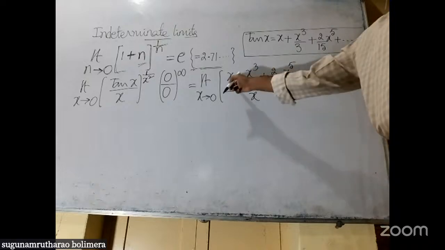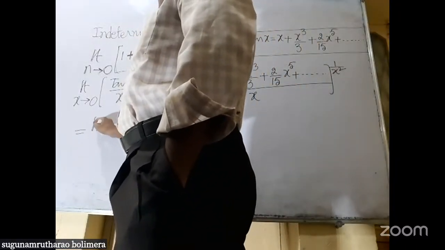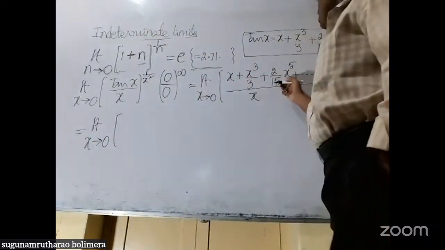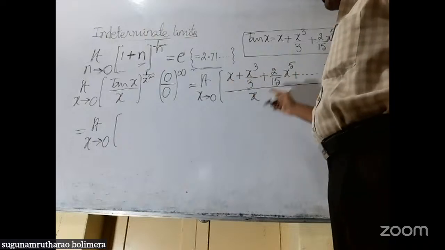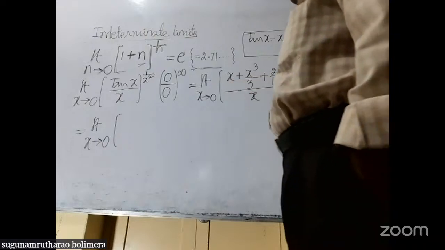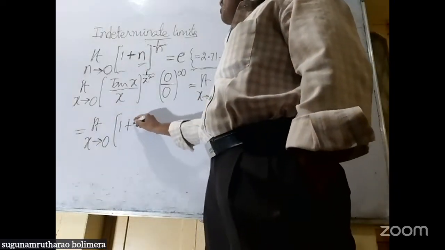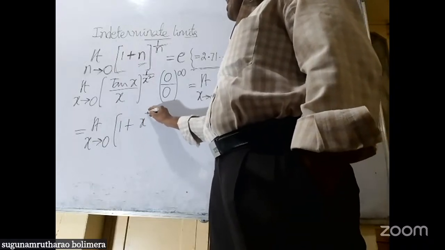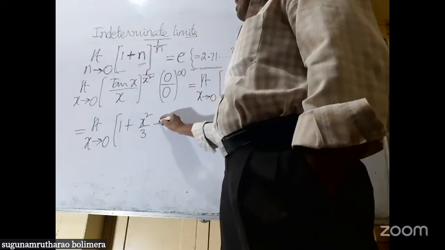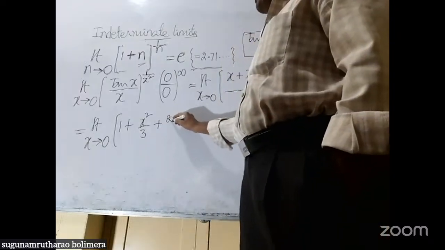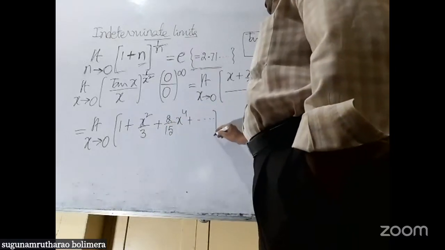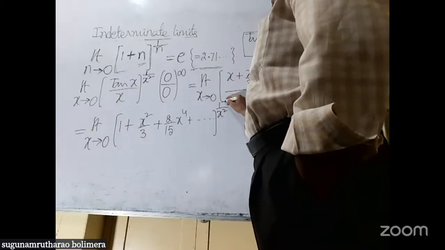Now, if you take x common among all the numerator terms, what is happening? Limit x tends to 0. I have taken x common among all the numerators, x cancels with the denominator. So you are getting 1 plus x squared by 3 plus 2 by 15 x power 4 plus so on, whole power 1 by x squared.